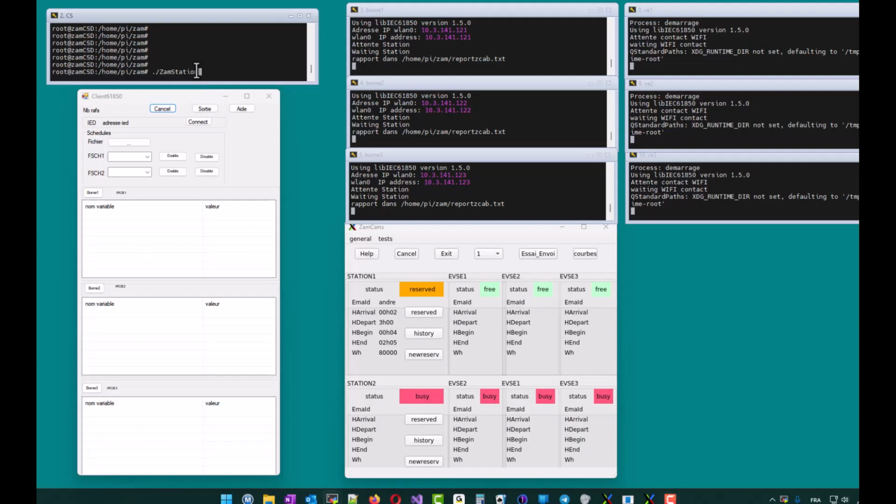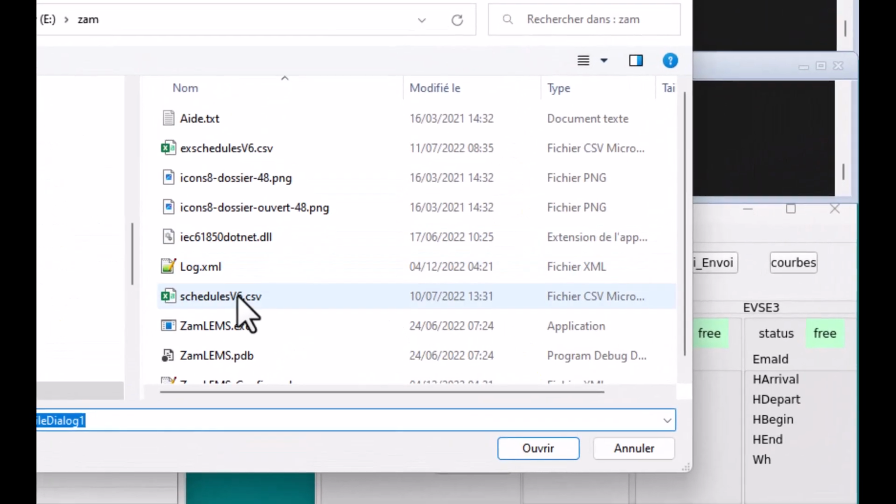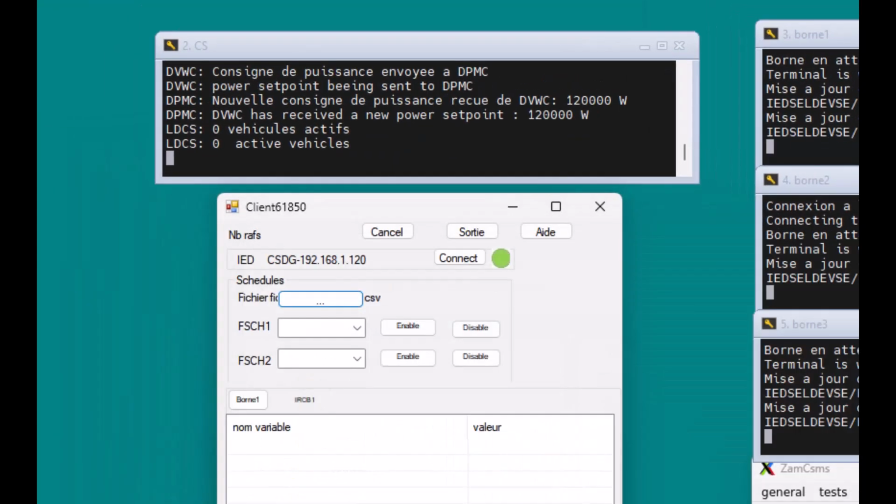After receiving from the CSMS the reservation and availability information of the EVSEs, the station updates the schedules provided by the LEMS.